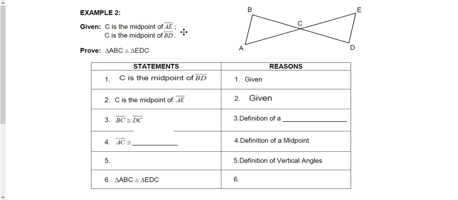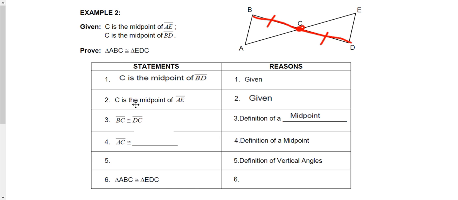If C is the midpoint of BD, what are they trying to tell us? So C is right here. It's the midpoint of this segment right here, B to D. Well, if it's the midpoint, then we know that these pieces are congruent. So we mark them congruent. And that's going to be our next statement, to say that BC is congruent to DC. The reason is definition of a midpoint. If this is the midpoint, then what? It splits it into 2 equal pieces.